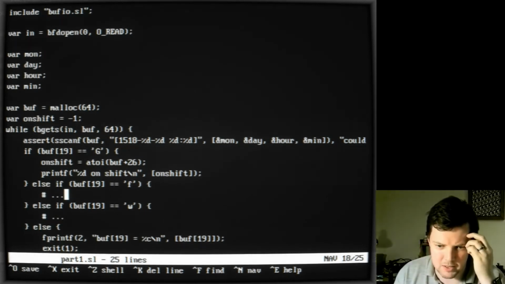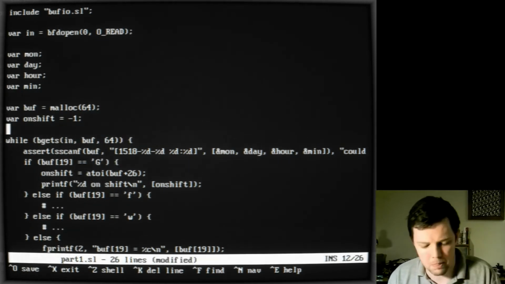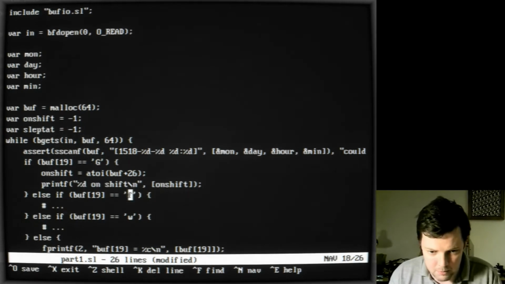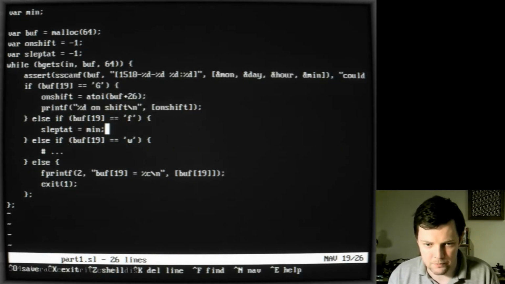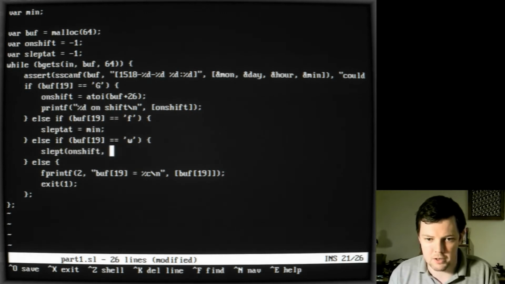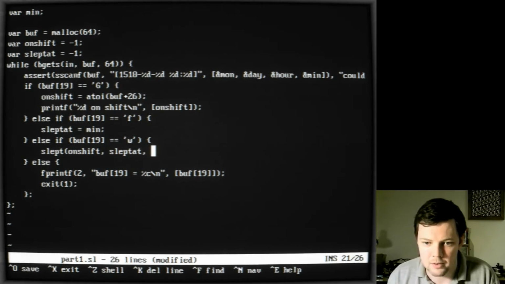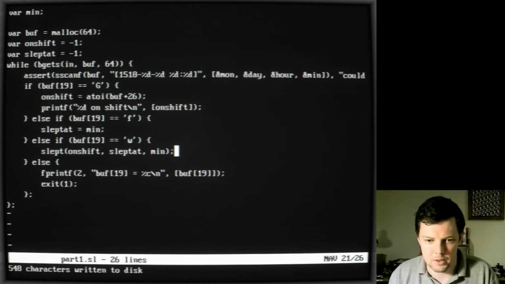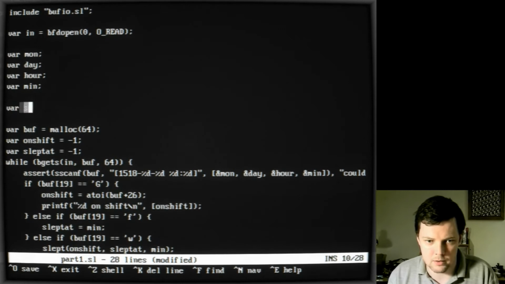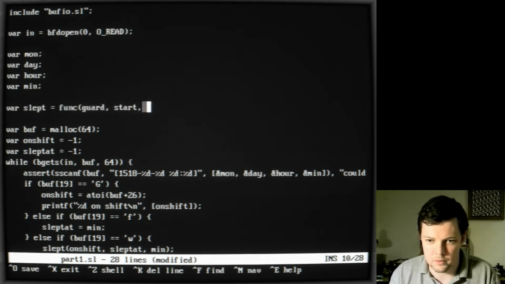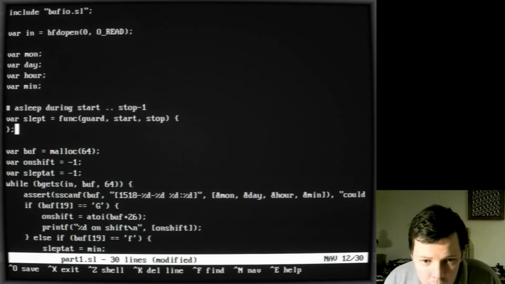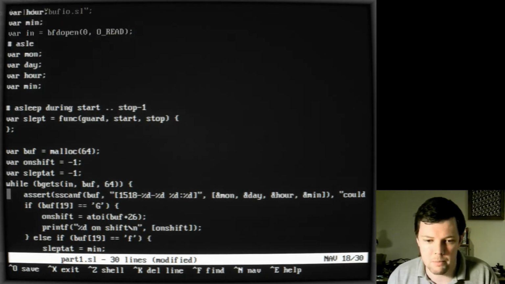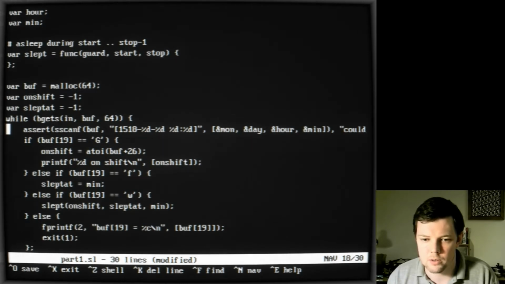Wondering the best way to track the number of minutes they spend asleep. On the minute that he falls asleep, we know that he fell asleep at the current minute. The on shift guard slept from slept at to min, knowing that it goes from start to stop minus one. Also, I need to remember that if the hour is not zero, then I probably just want to increment the day. But I won't do that yet, just in case.